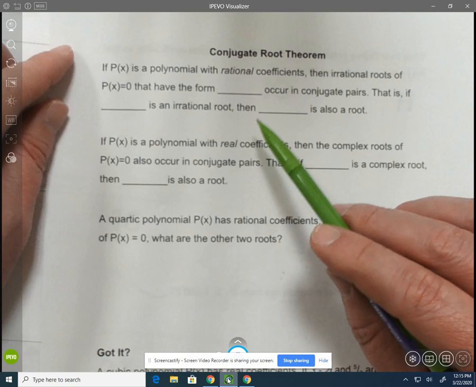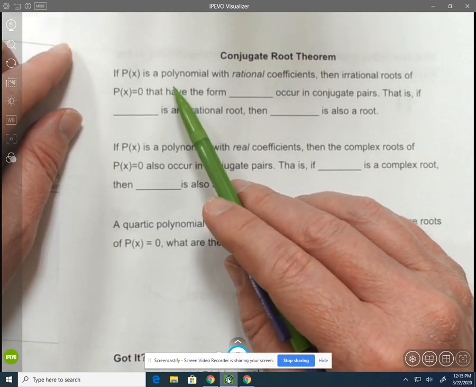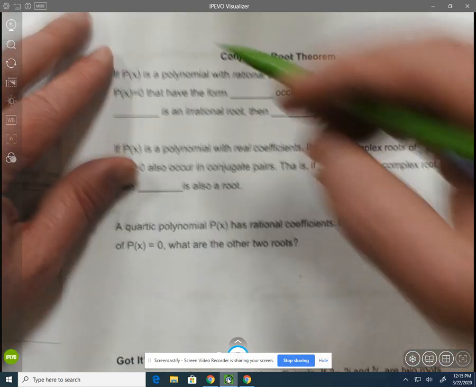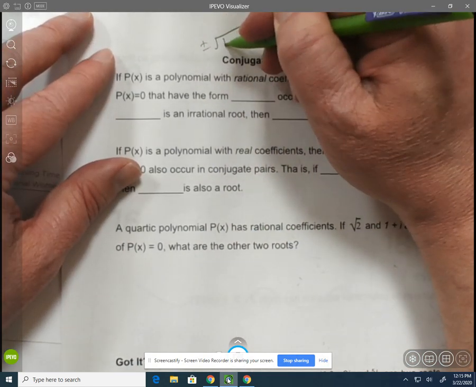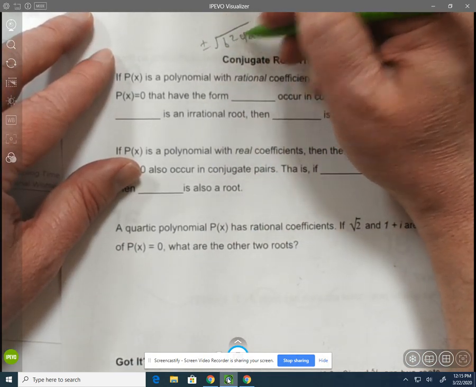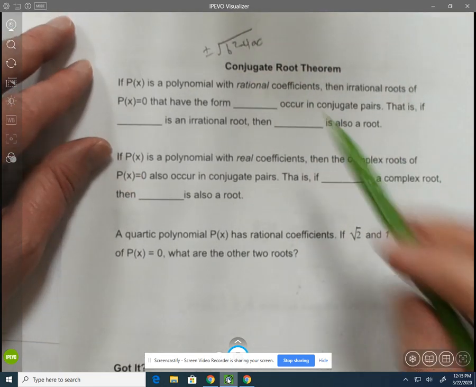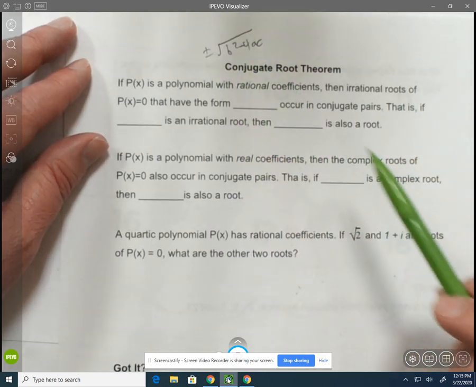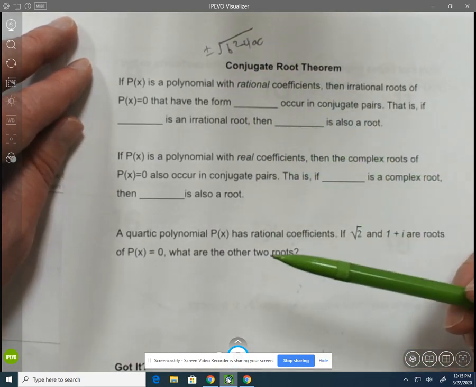Okay. And basically what it says, and think about how the quadratic formula works. It has that plus or minus in there. It has the plus or minus the square root of b squared minus 4ac. So those answers always come in pairs, one with the plus, the addition of the square root of that, and one with the subtraction. And that's what this conjugate root theorem says.